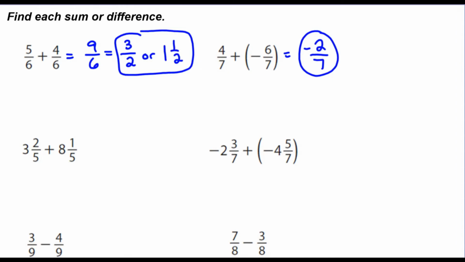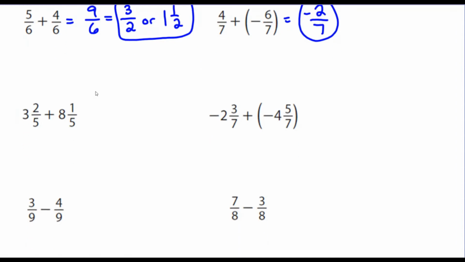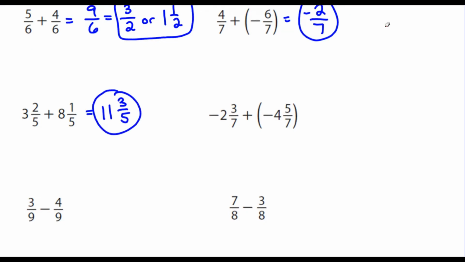Next one, we've got some mixed numbers that we're going to add together here. Now, when we're adding positive mixed numbers together, I would leave those as mixed numbers. We don't really need to change these to improper fractions to combine them because it's pretty straightforward. We can add our whole numbers together, we can add the fractions together, and everything will work out just great. So if I add 3 and 8 together, I get 11. And the 2/5 plus the 1/5 is 3/5, and that gives me 11 3/5. So let's look at the next one here.